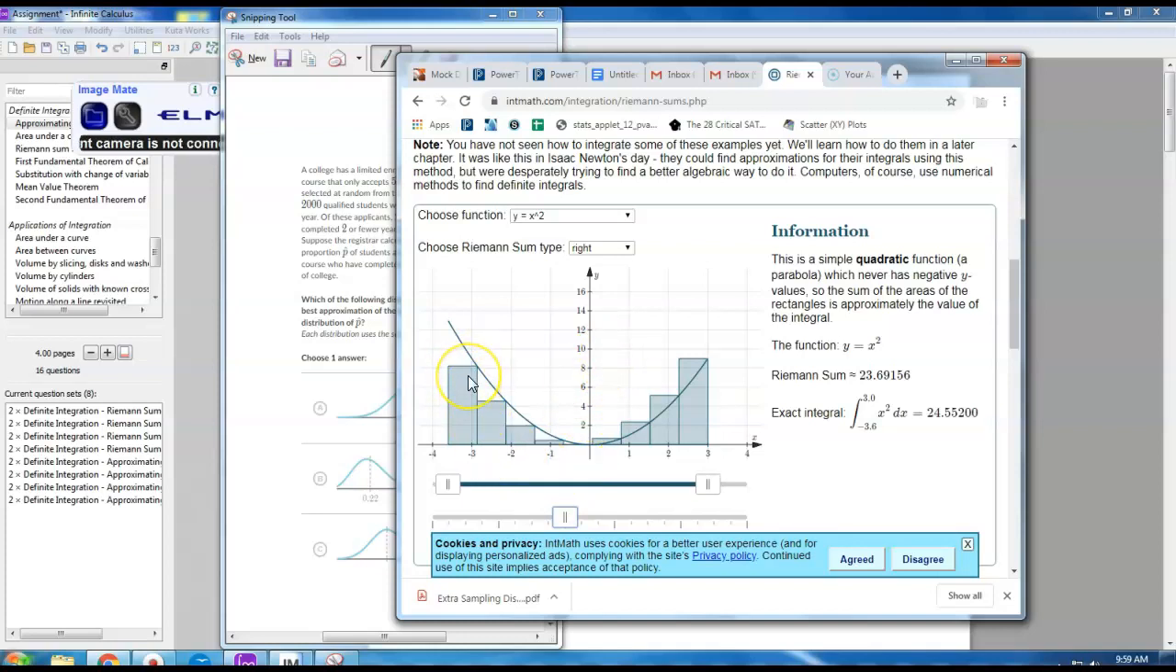Over here, does the right hand method overestimate or underestimate? Under. So if I go left, now the left hand endpoint becomes the height for that entire region, the left hand, so between -3 and -2. I don't have it perfectly there.